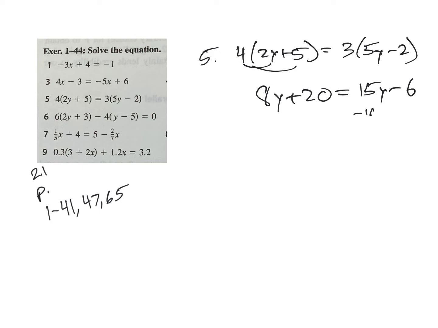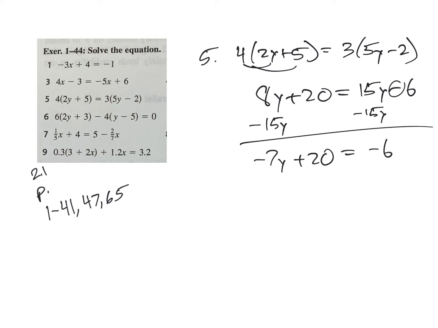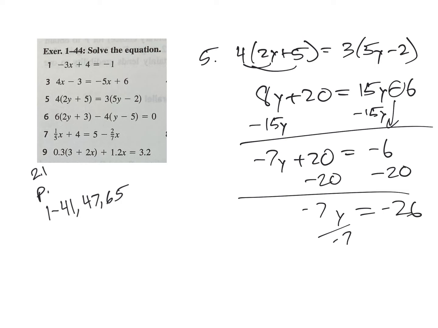So I'm going to subtract 15y just because I like to put my variables on the left side. That's negative 7y plus 20 equals negative 6. Don't forget the minus sign. It doesn't disappear. Subtract 20, and you get negative 7y equals negative 26. Divide off the negative 7. Negative over negative is positive. So 26/7 is the answer.